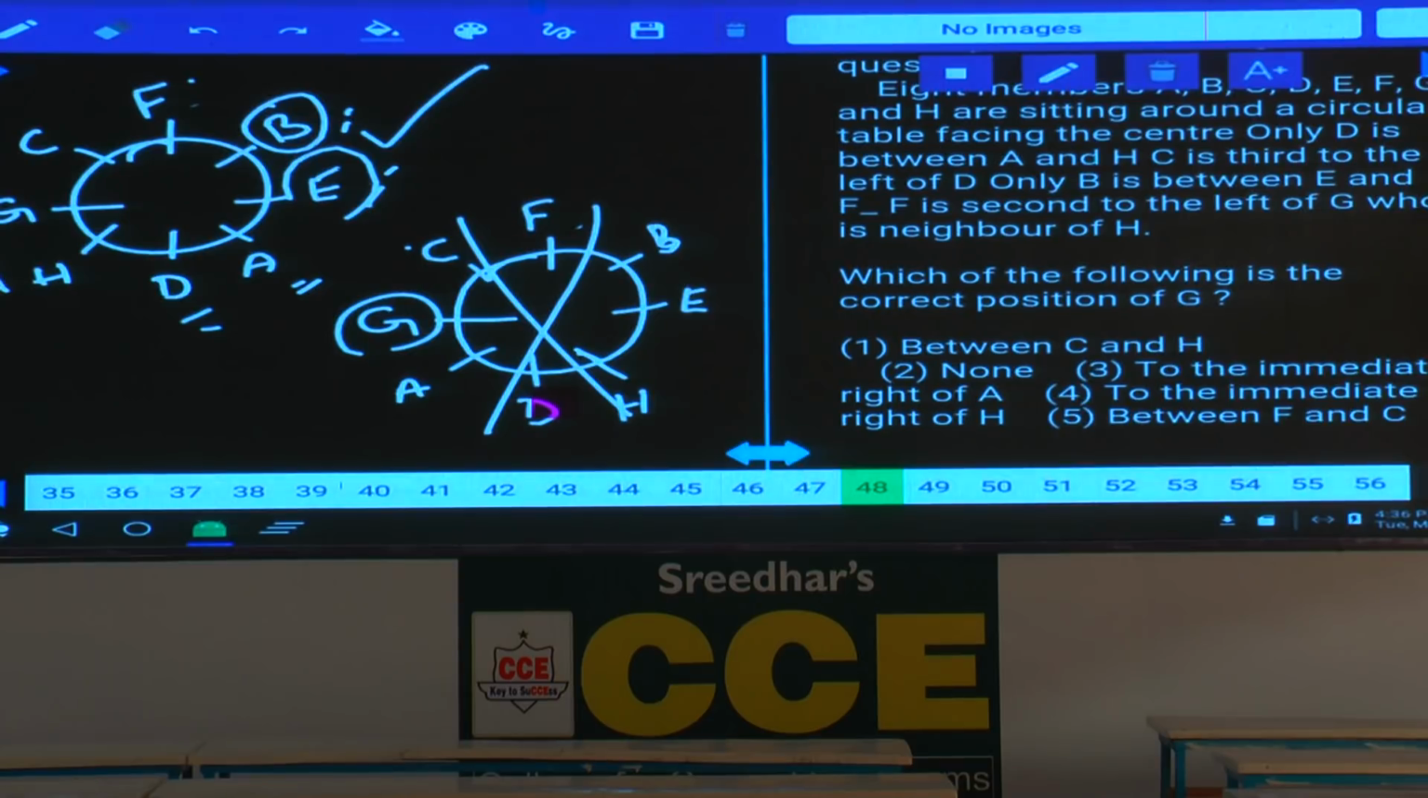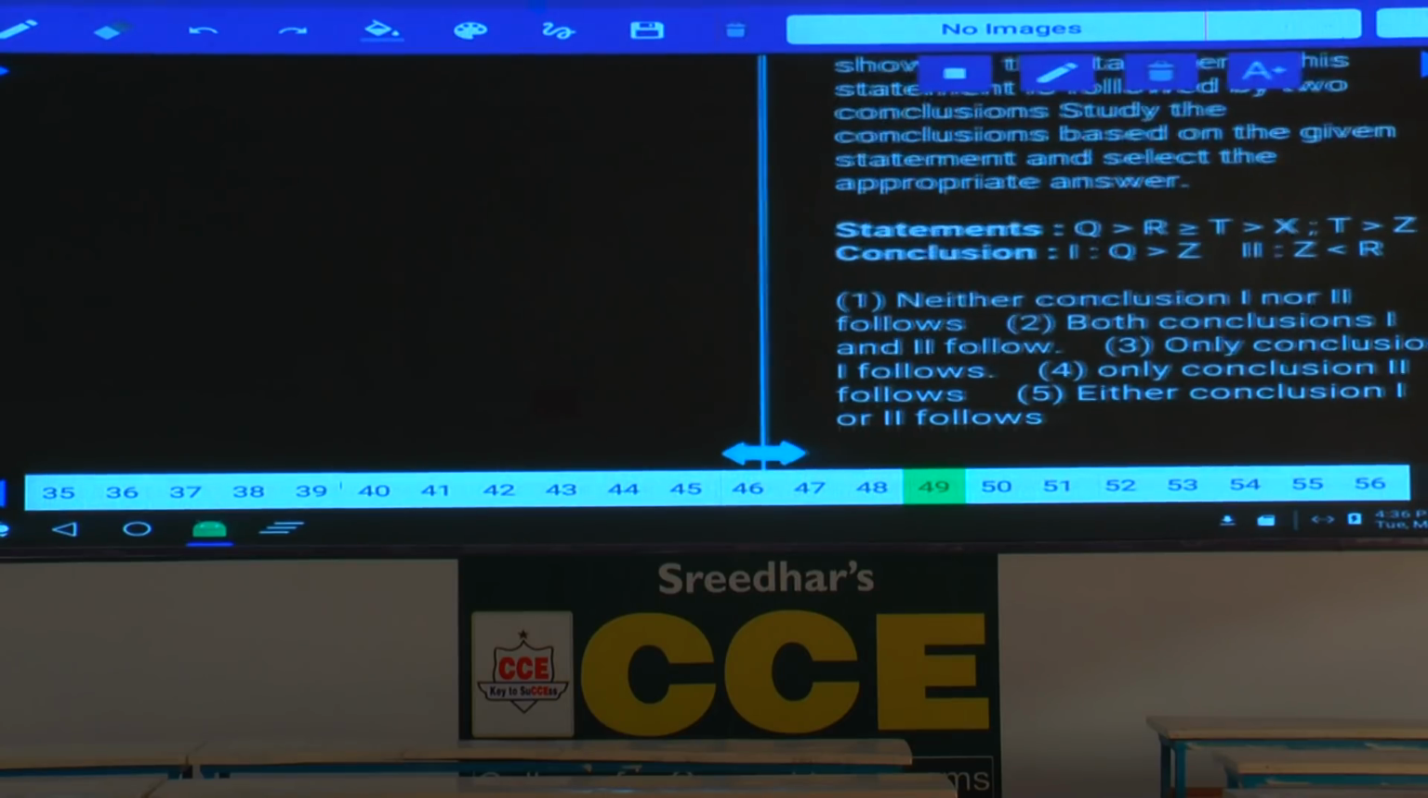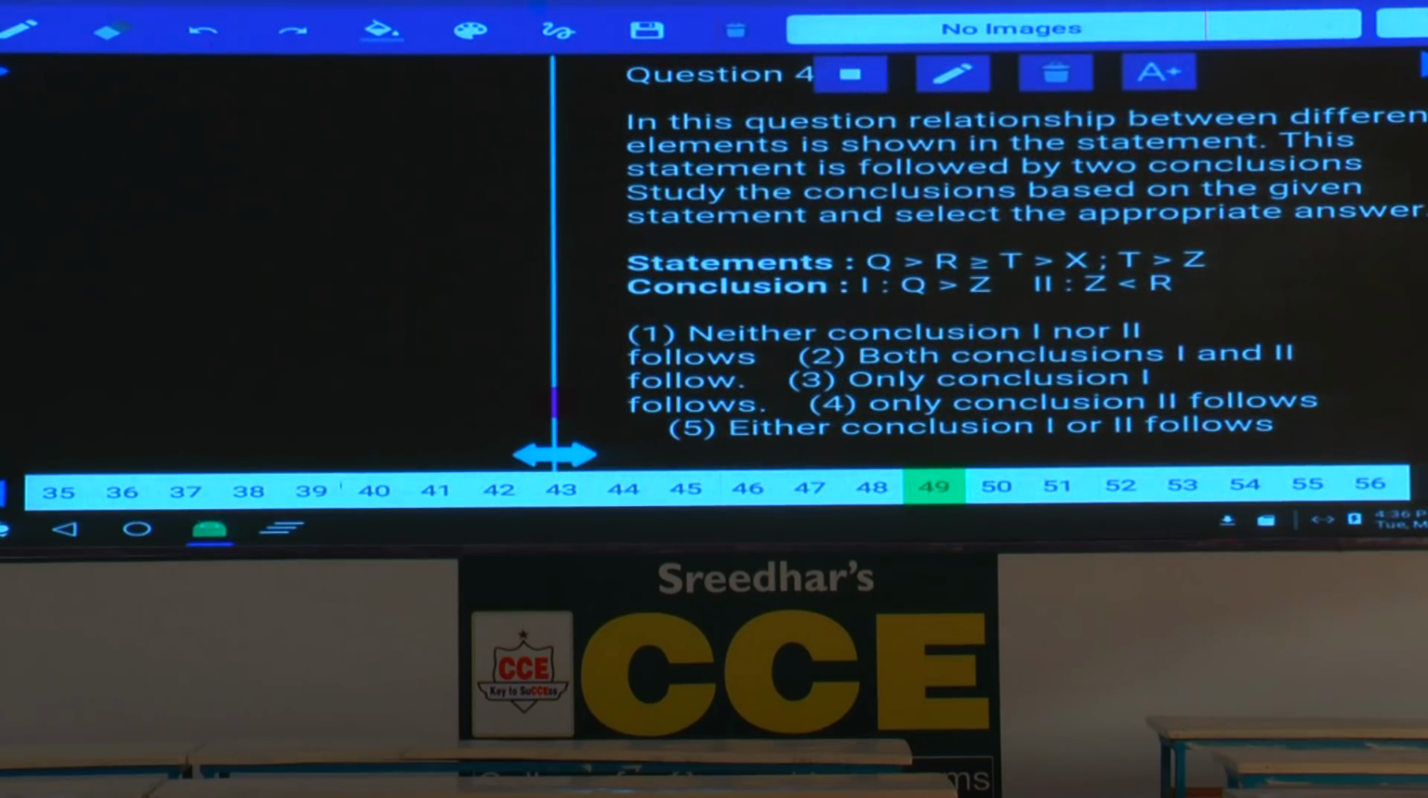Then question number 48. Now in this 48, which of the following is the correct position of G? Yes, tell me which is the correct position of G? Between C and H, yes, definitely true. Between C and H, that is choice 1 is the answer. Done with this? Now this is about question numbers 45 to 48. Then 49 to 53. Now in these question numbers 49 to 53, these are based on coded inequalities.